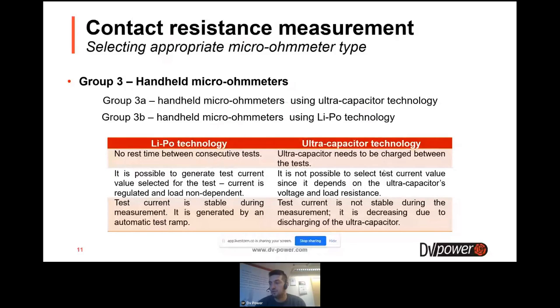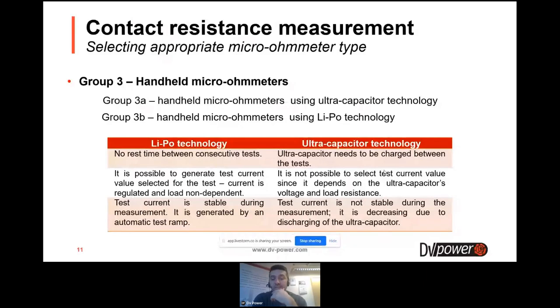And what is also quite frustrating for these devices is that usually you need to wait for this ultra capacitor to charge every time. I know this because we also had one handheld micrometer which is now discontinued and which used this technology. And now we use only a battery for generating current, lithium polymer batteries. And this technology is quite good because now it is possible to regulate the test current. So if you want to select 100 or 200 or 300 amperes, it is possible.